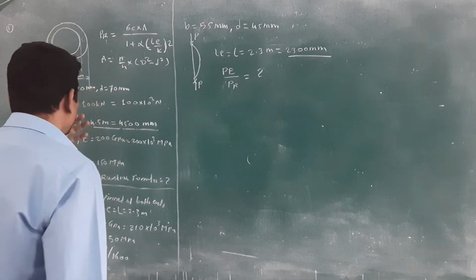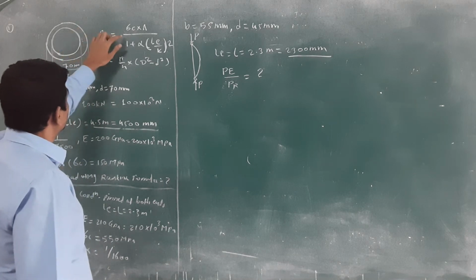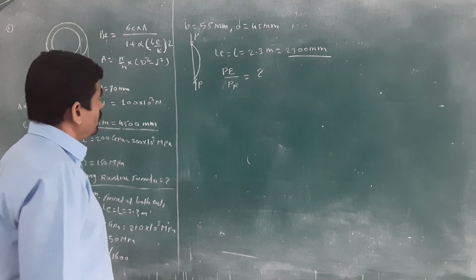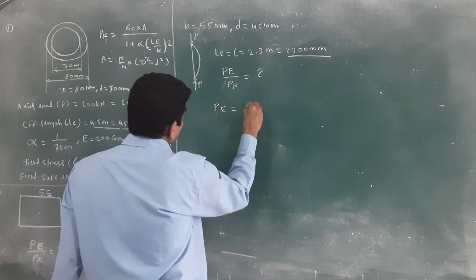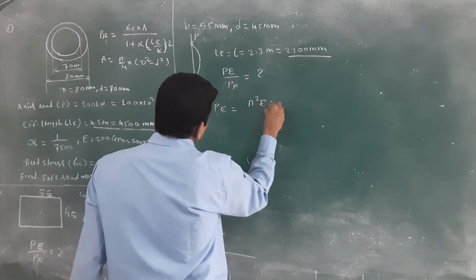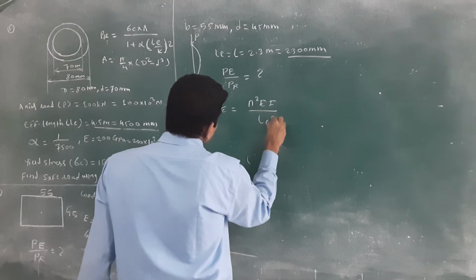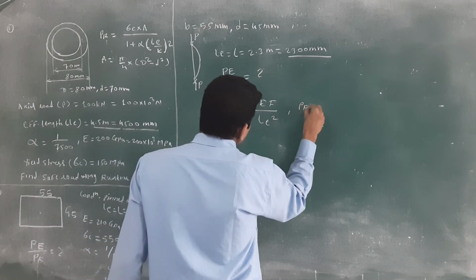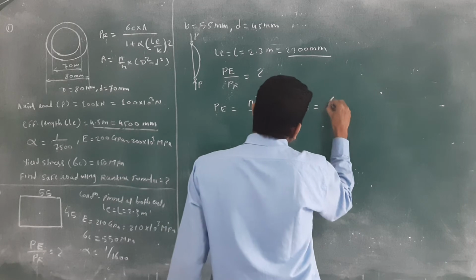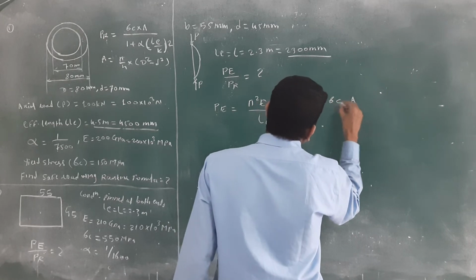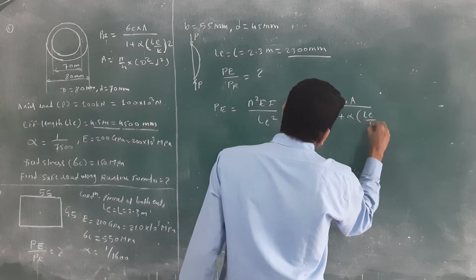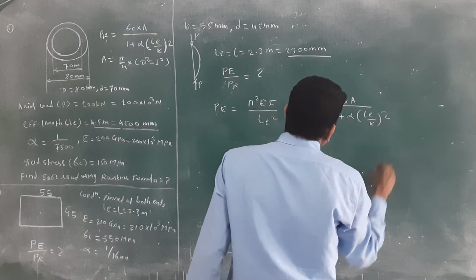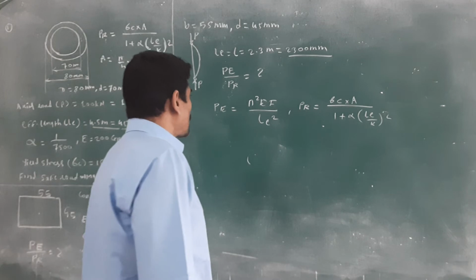We know the formula for PR. What is PE, the Euler's load? We have seen PE is equal to pi square EI divided by LE square. And what is PR? I will write once again, PR is equal to sigma C into A divided by 1 plus alpha into (LE by K) square.